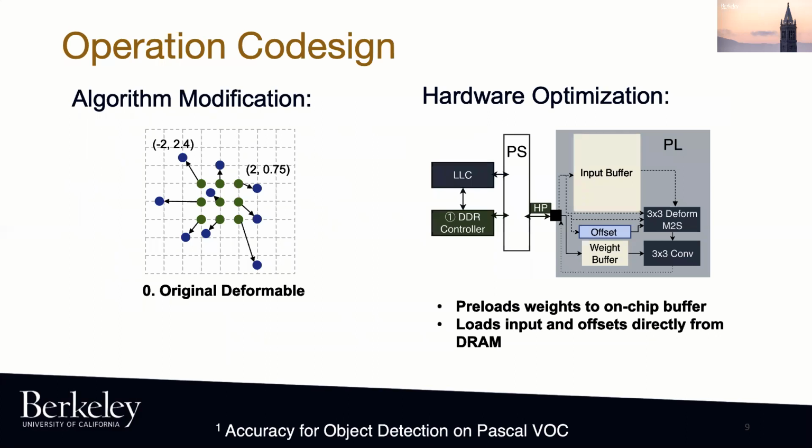So here's the original form of the deformable convolution. The offsets are typically floating point values, as the bilinear interpolation is used for offset generation network to make this training process differentiable. For our hardware design, we then preload the weights onto the on-chip buffer and load the input and offset from the DRAM without spatial reuse in our original baseline design.